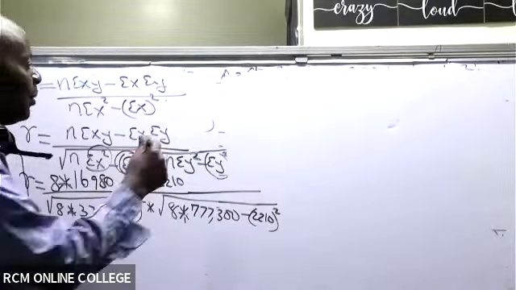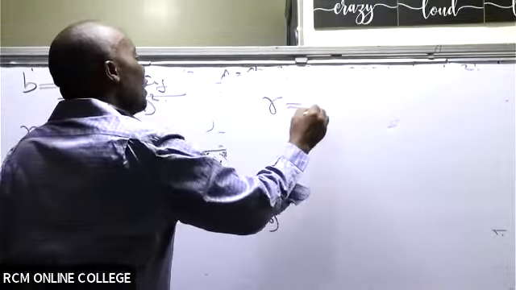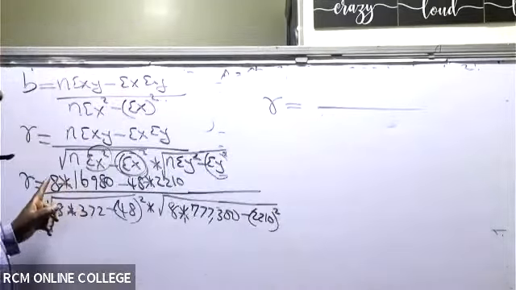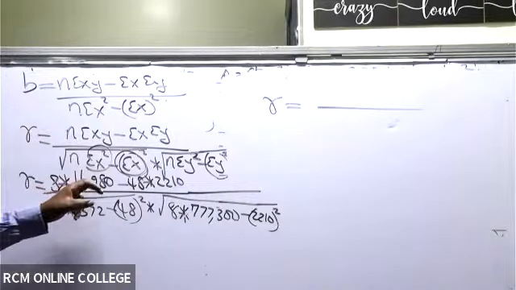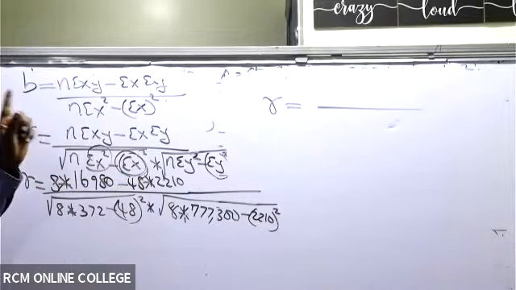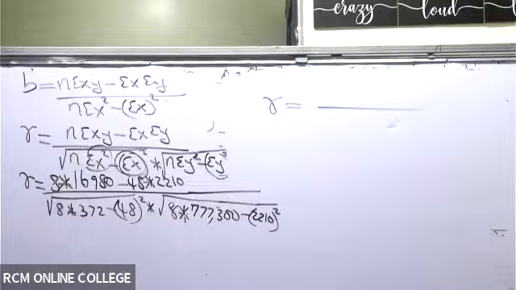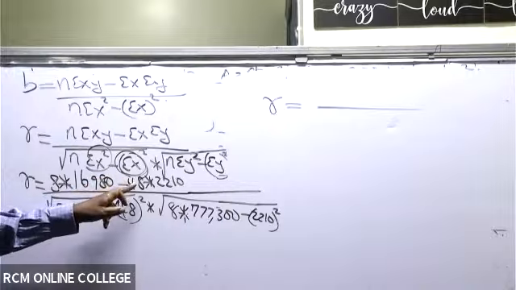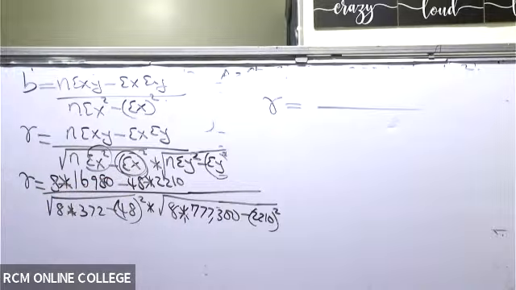So then my R will be equal to what? Is there somebody who is able to remind me the numerator? First of all, you start with the numerator. You say 8 times 16,980 minus 48 times 2210. Give me the numerator value first. Everyone has to give me this figure.